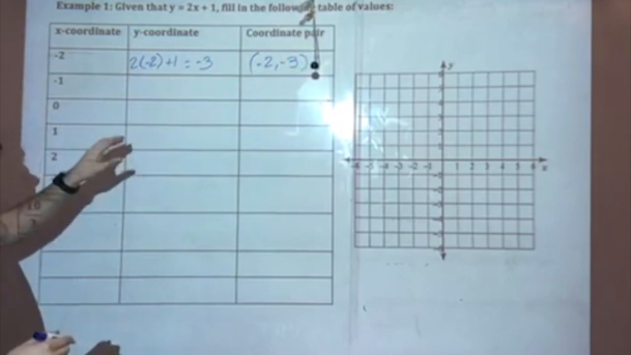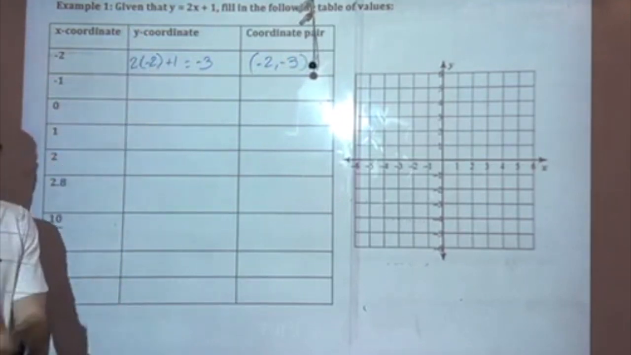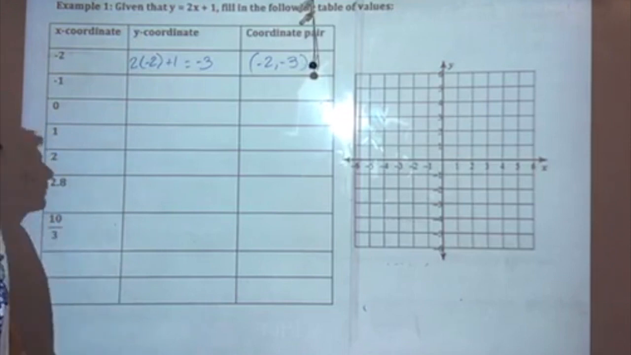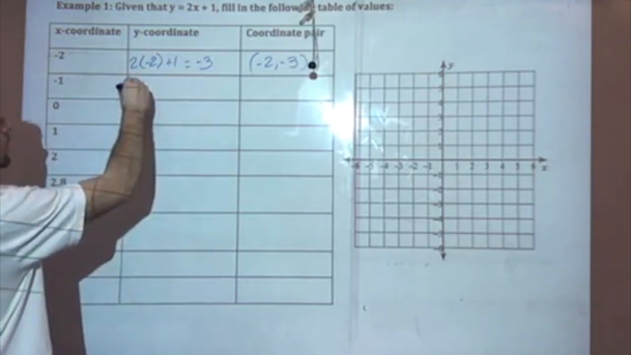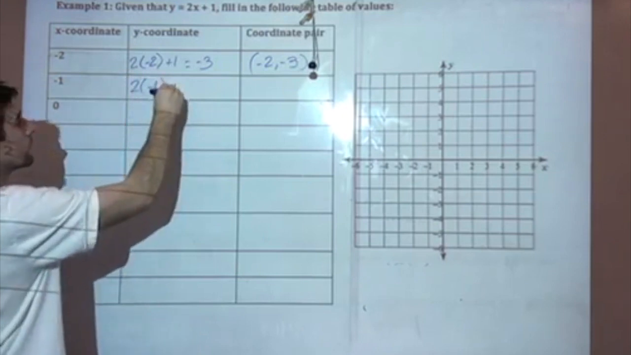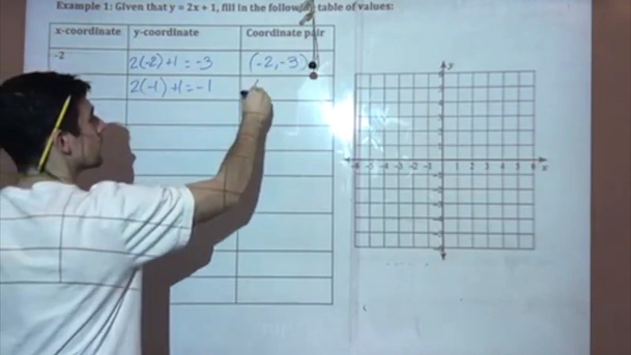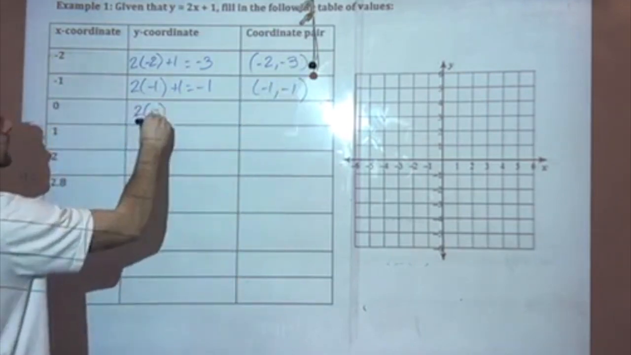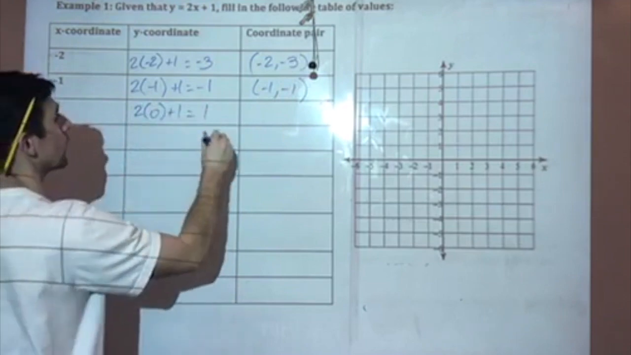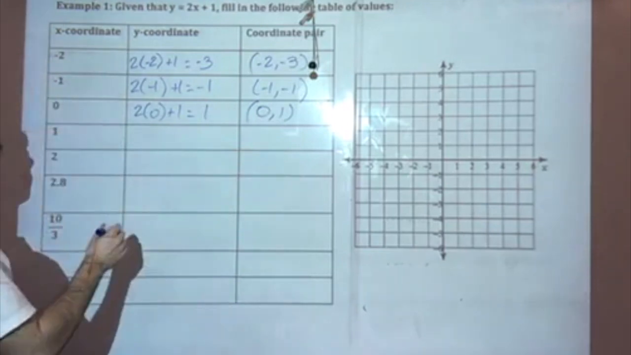I strongly recommend that you actually show this substitution for each, but I'm not going to require it. It's ultimately up to you. It's what's best for you as a student. I'm going to quickly go through the rest at my own pace. Let's hope I don't make any mistakes. That one's easy, it's 0, which ends up being 1. Notice how the x value always goes first and the y value goes next.